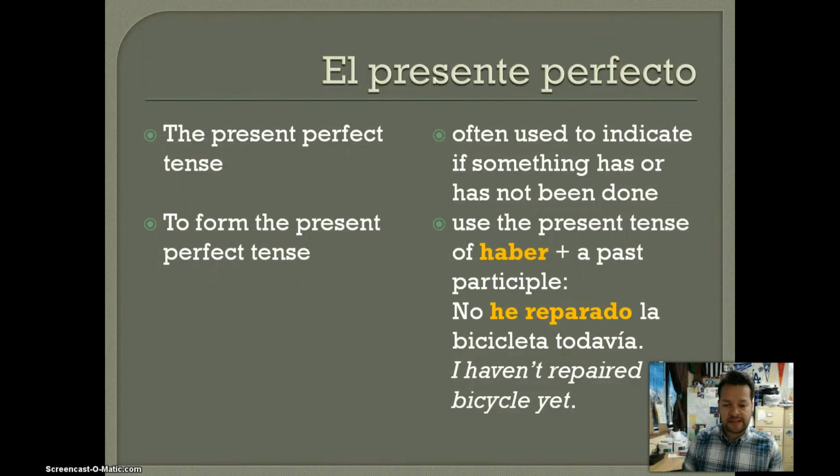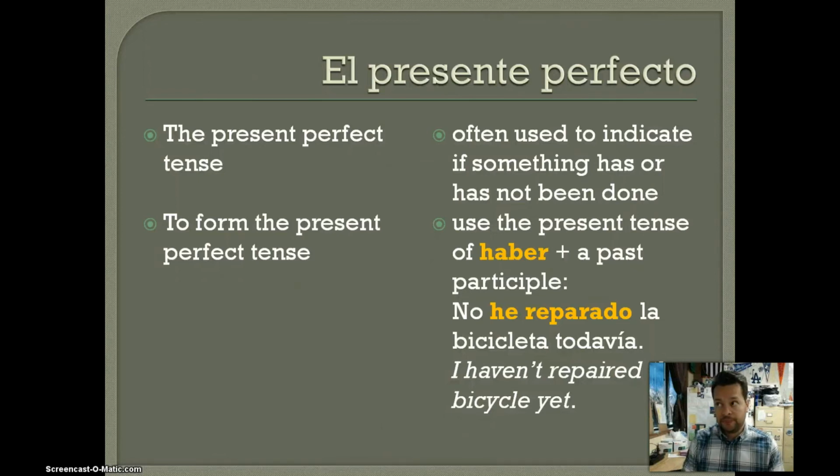The present perfect tense is often used to indicate whether something has or has not been done. To form it, you use the present tense of haber. Don't forget, haber is kind of like a helper verb; it really can't stand on its own. For example, hay tres libros means there are three books, or había, there was. Essentially the verb haber means there is or there are, but había is the imperfect tense.